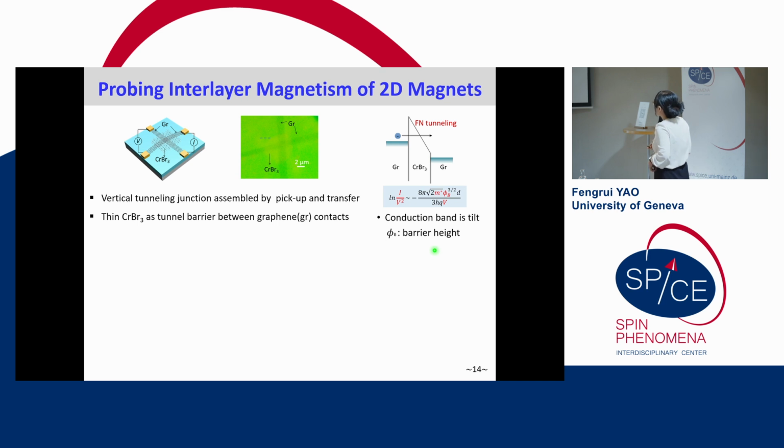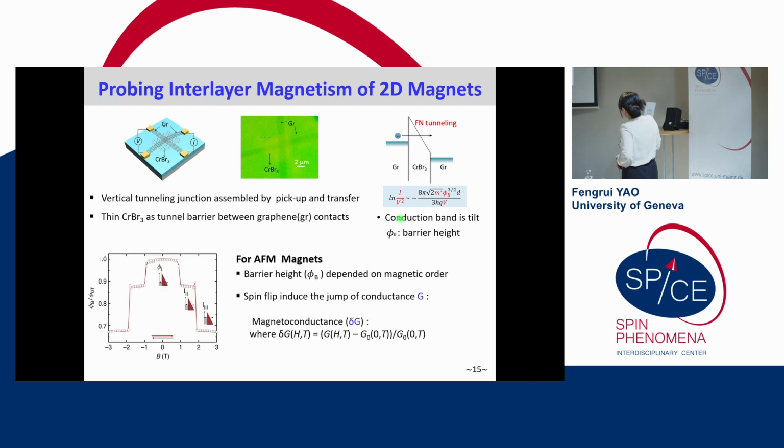And the structure details are like this. The tunneling junction is assembled by the pick-up and transfer technique, and the chrome bromide is sandwiched by two graphene contacts, and it acts as the tunneling barrier. The transport in this geometry can be understood by Fowler-Nordheim tunneling, where the tunneling current is strongly dependent on the barrier height.